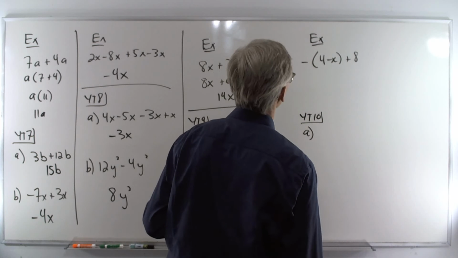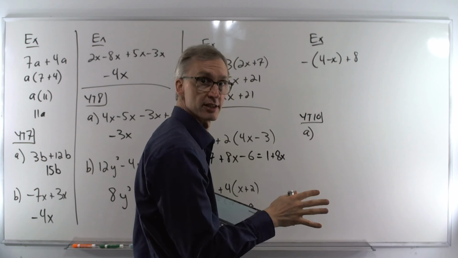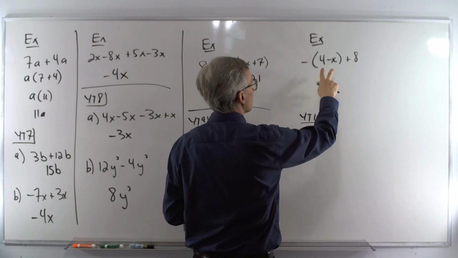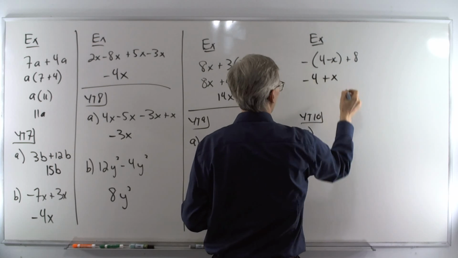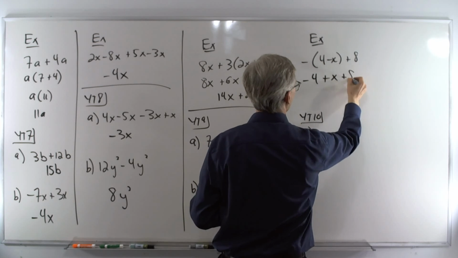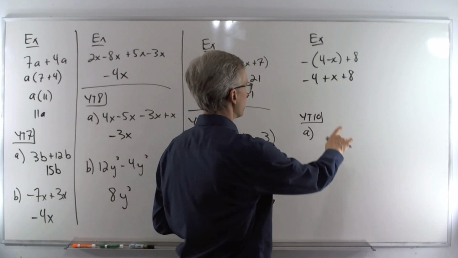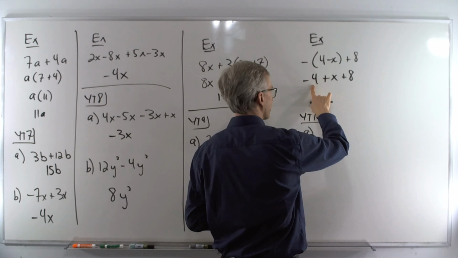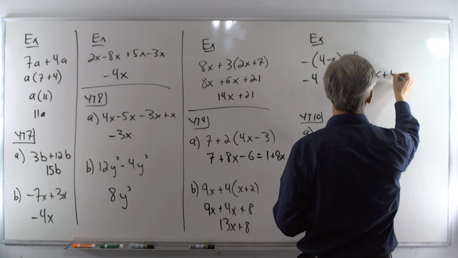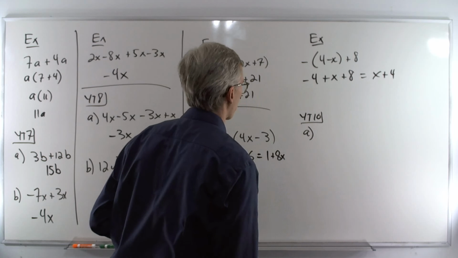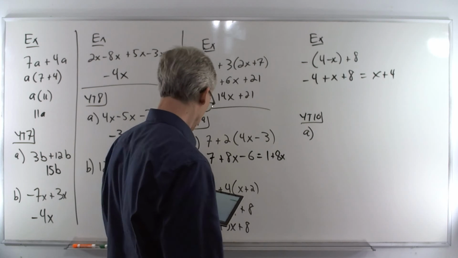All right, first one. We're going to distribute a negative sign into these parentheses. Remember, all that does is change the sign. It's not going to change any of the terms. So that one becomes negative, and x becomes positive. And leave that 8 on the end. Now we'll combine the 2 constants together. Those are like terms. 8 minus 4 is 4. So this is x plus 4. All right, go ahead and do your turn, number 10, part A.